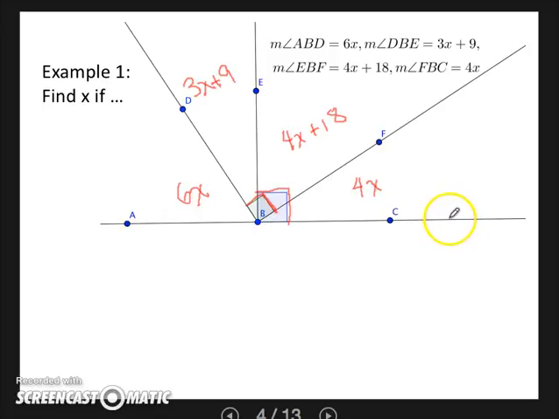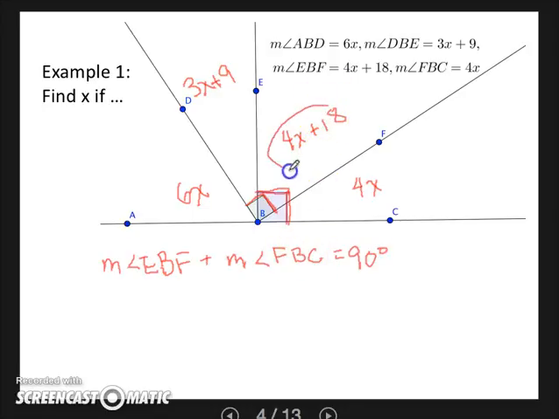That's a lot of information, and it's probably more information than we'll need to solve this problem. So I'm just going to pick two adjacent angles and see if I can find x using only two of these. I'm going to pick angle EBF and angle FBC because I know that their measures must add up to 90 degrees. So I'm going to say the measure of angle EBF plus the measure of angle FBC must equal 90 degrees.